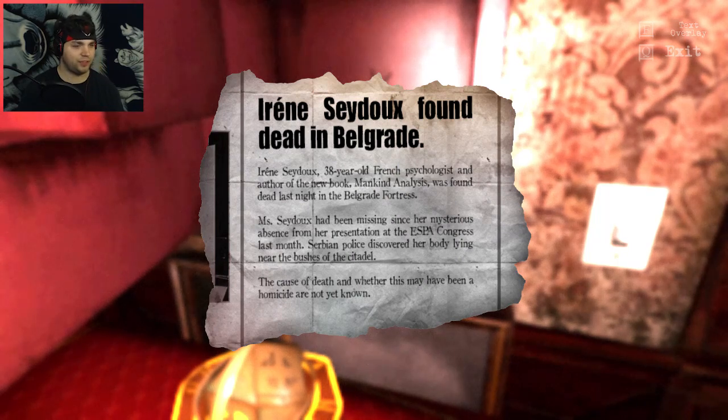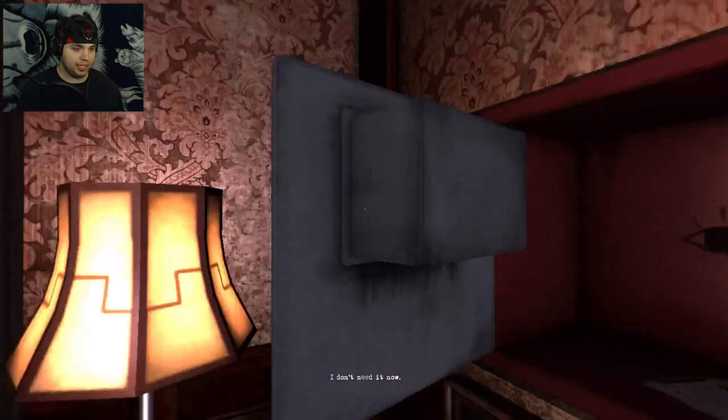Irene Sidox found dead in Belgrade. Irene, 38-year-old French psychologist and author of the new book, Mankind Analysis, was found dead last night in Belgrade Fortress. Miss Sidox, had been missing since her mysterious absence from her presentation at the ESPA Congress last month. Serbian police discovered her body lying near the bushes of the Citadel. The cause of death and whether this may have been a homicide or not are not yet known.